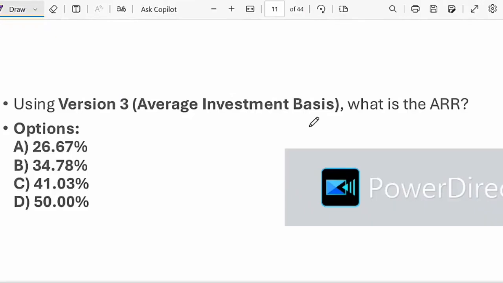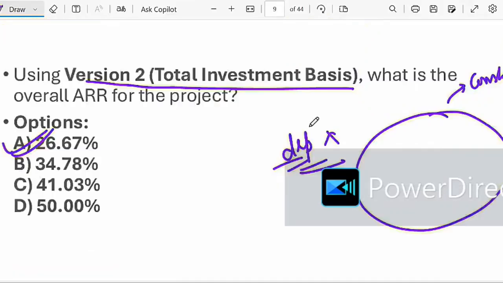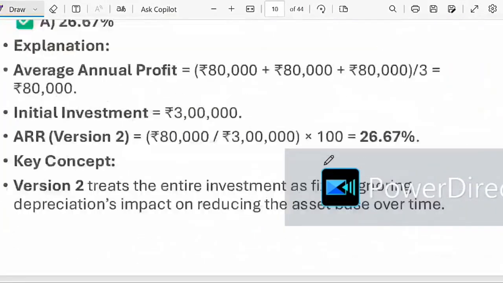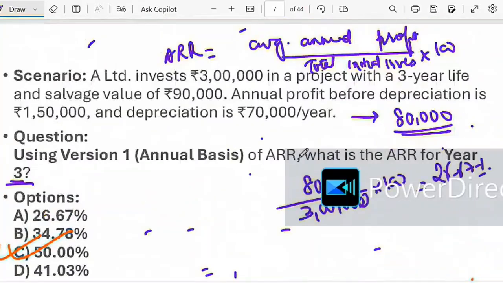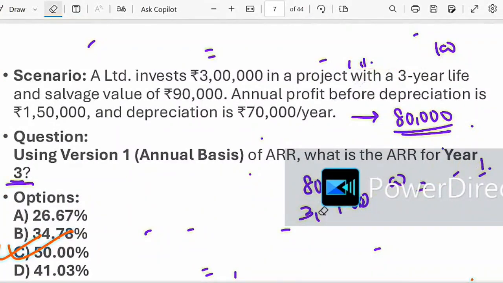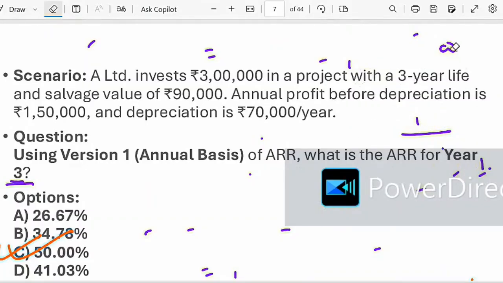Now you have to calculate using version number 3. So again, come back to this question. Let me show you the question. Version number 3 is about average investment basis. You have to calculate ARR based on average investment basis. Same question but third version. How to go about calculating the ARR using the average investment basis?